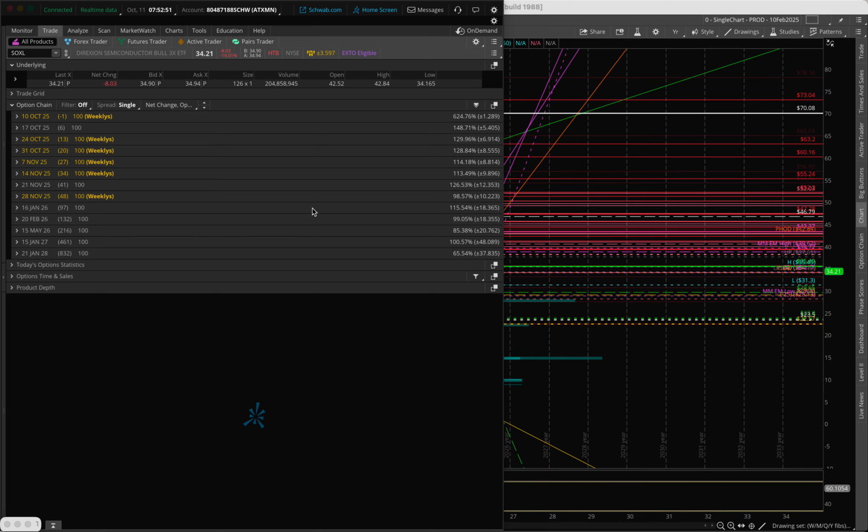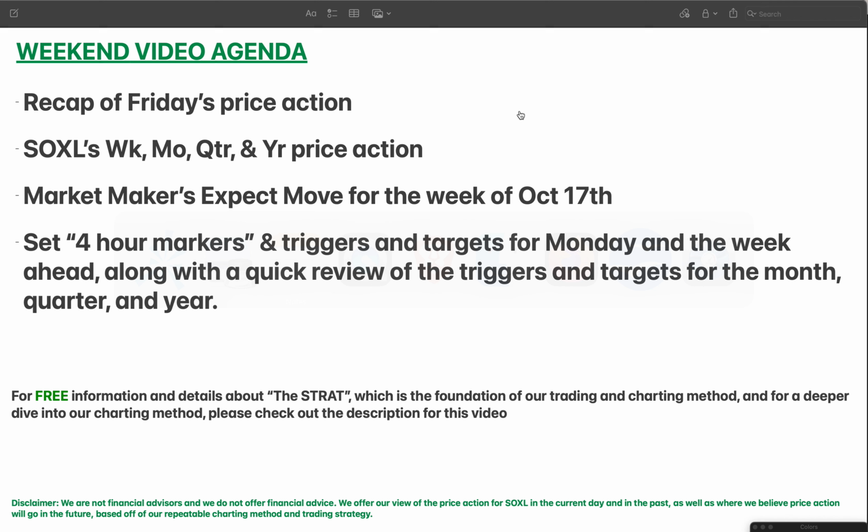So I am using Thinkorswim, and the way that we get the market maker's expected move is by going to this options chain. They still have last week's on there for whatever reason, but if we look at the options chain for October 17th, we look over here, there is a plus or minus 5.405. What that is, the market makers expect that there will be a plus or minus $5.41, we'll call it, move for the week.